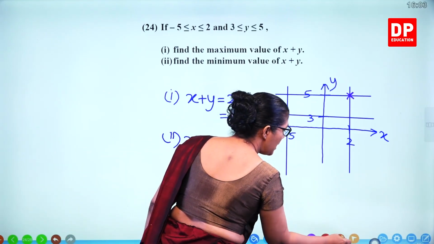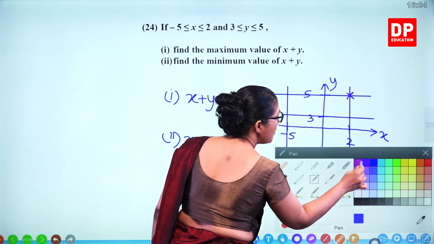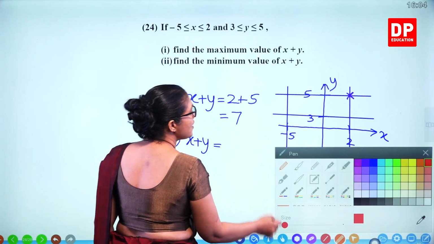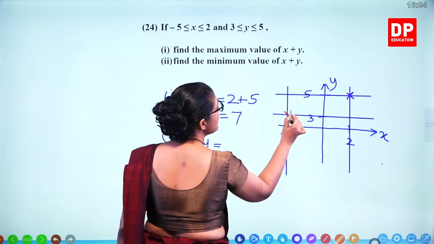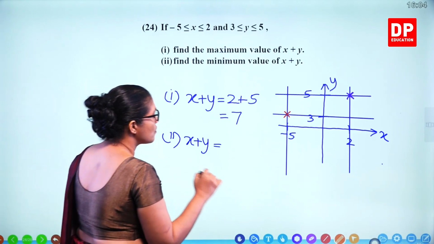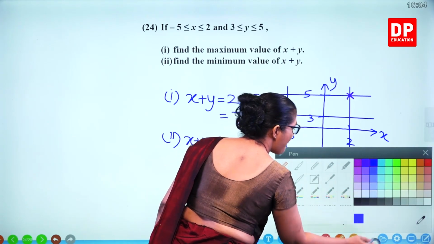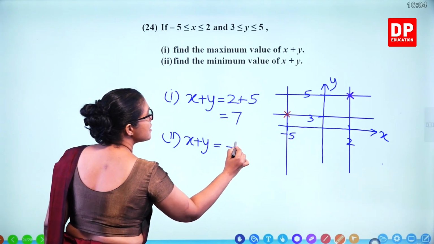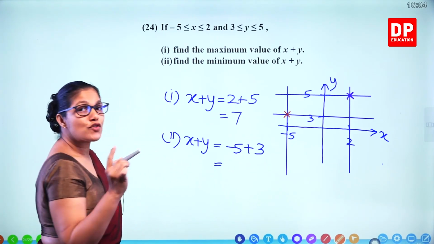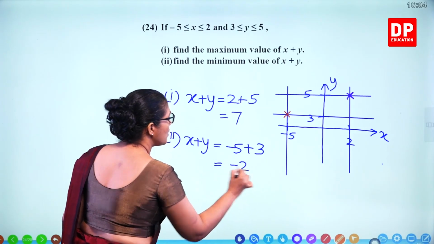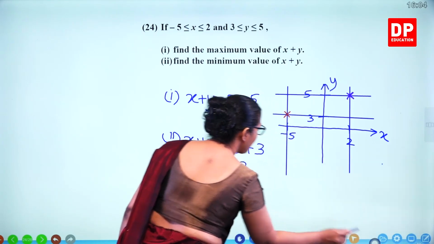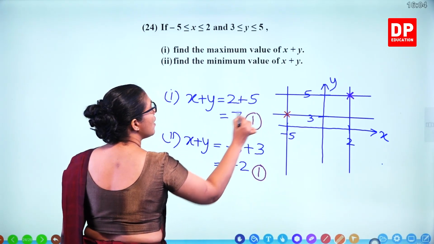The minimum value is the minimum value of y and the minimum value of x. I'll take this one. So where's the minimum value? This point is the minimum value. So you get x is -5, y is +3. -5 plus 3, that's -2, is the minimum value. So you get 2 marks, 1 mark here and 1 mark for this one.